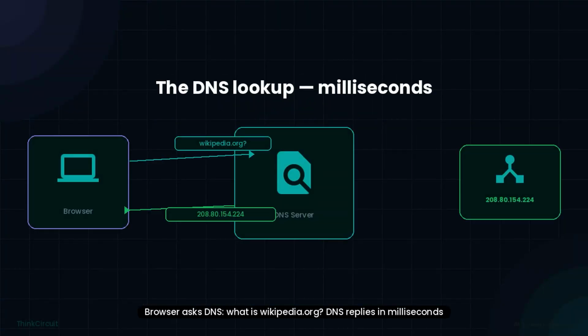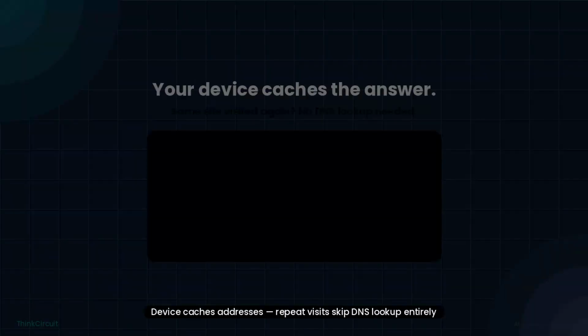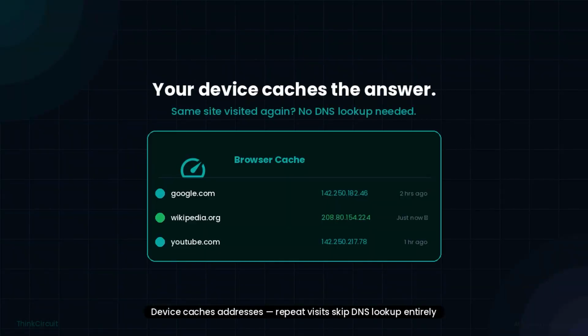To do that, it contacts something called a DNS server. DNS stands for Domain Name System. Think of it as the internet's phone book. You give it a name, wikipedia.org. It gives you back the number 208.80.154.224. This lookup happens in milliseconds, and your device actually caches, meaning it remembers recently visited addresses, so it doesn't have to look up the same name twice. So step 1, DNS Lookup. Name gets converted to a number. Your browser now knows where to go.